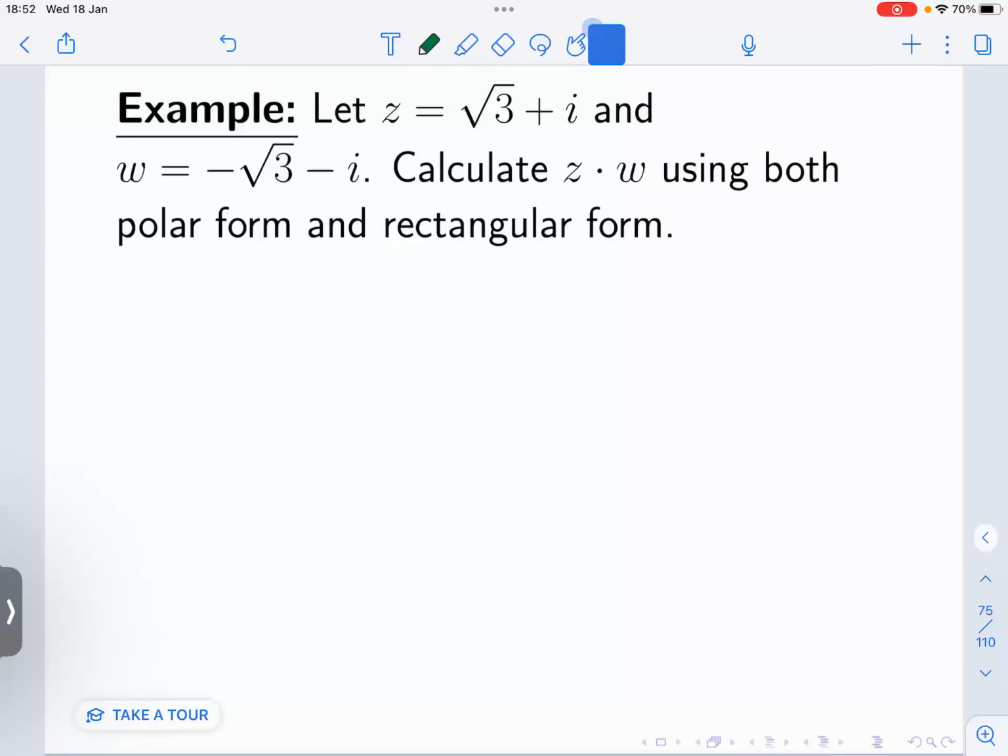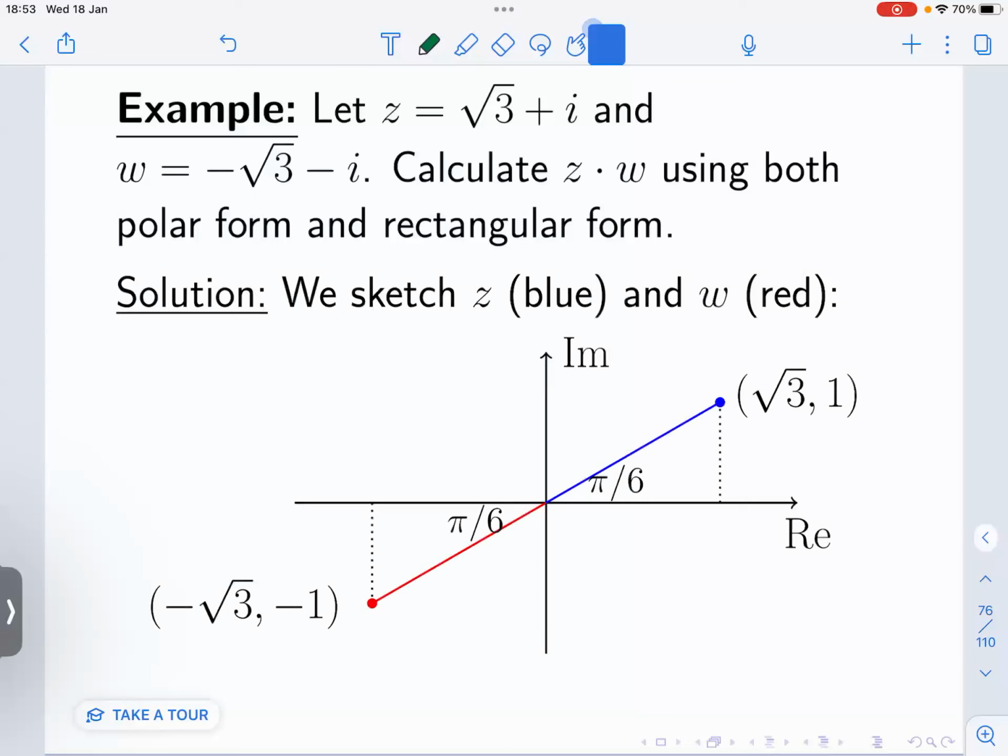And then we have an example here. z is given as the square root of 3 plus i, and w is given as minus square root of 3 minus i. Calculate z times w in polar form and also in rectangular form. Again, in polar form, you need two things: the argument and the modulus. From the rules above, we see that square root 3 plus i is in the first quadrant. So the argument is calculated by arctan of 1 over square root 3, and this gives us pi over 6. Always remember to have your calculator in radians so that you can get the correct angle.